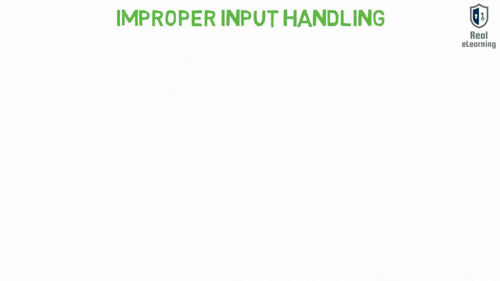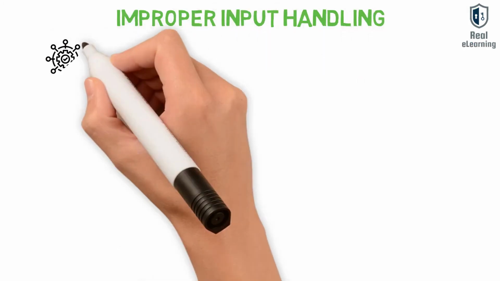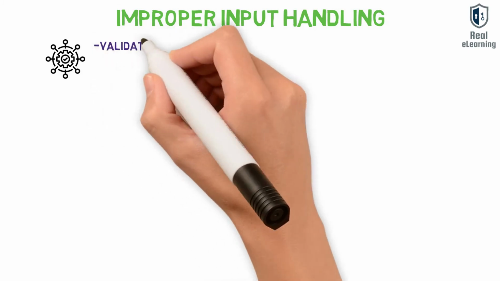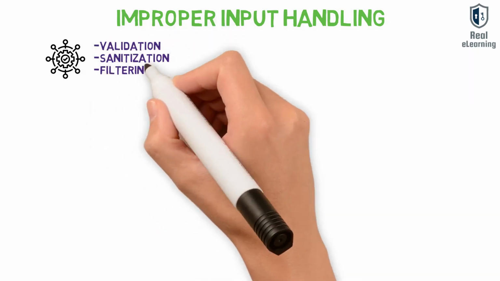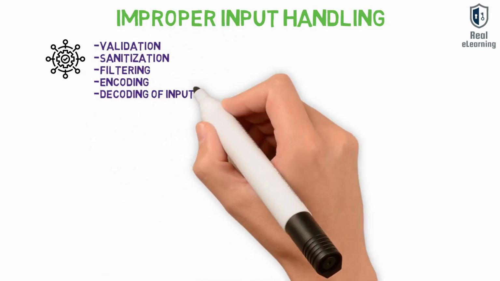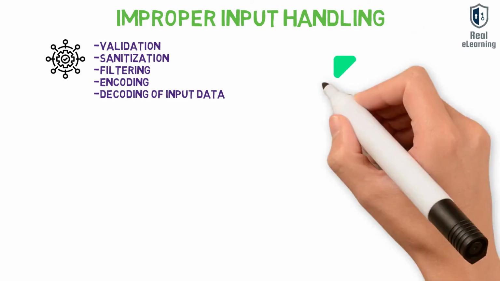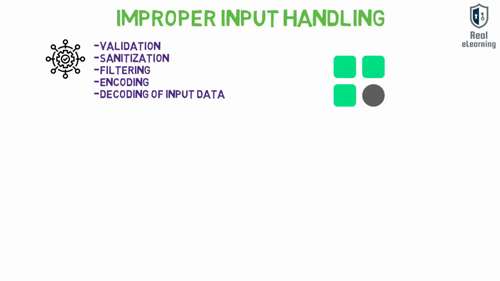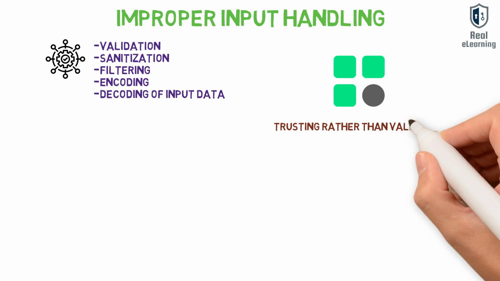Improper input handling is the term used to describe functions such as validation, sanitization, filtering, or encoding and/or decoding of input data. The root cause of improper input handling is the application trusting rather than validating data inputs.